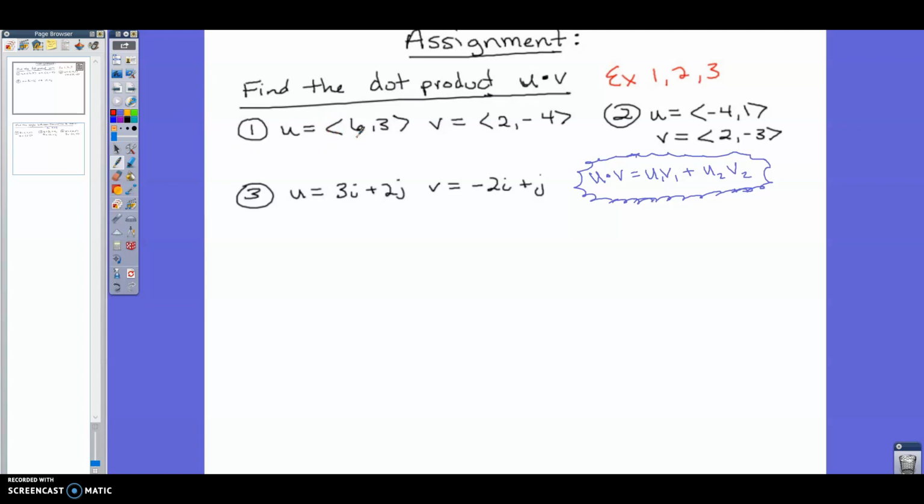So whenever they give us a vector, vector u is given by u1, u2, and vector v is given by v1, v2. So if we want to find our dot product, for number 1, we're going to follow the formula u1, v1, so 6 and 2. And we're going to add u2, v2. So u2 is 3, v2 is negative 4.